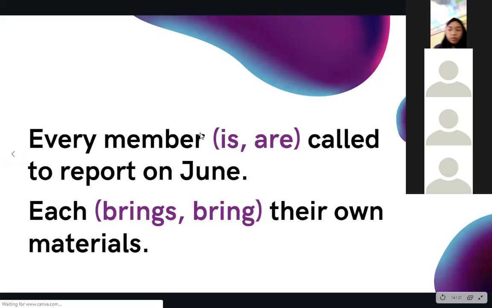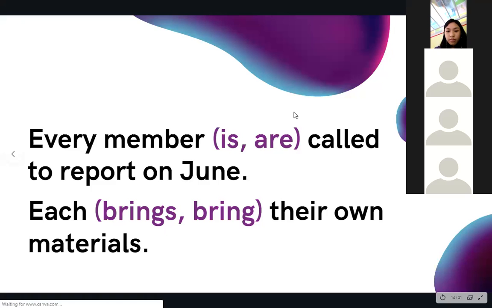Is or are? Is. Very good. Number 2, Alison. Is. Correct. Next, Alison. Each brings their own materials. Answer is brings. Very good.